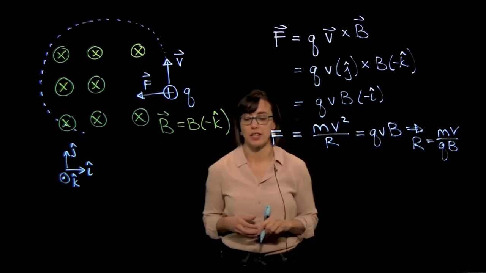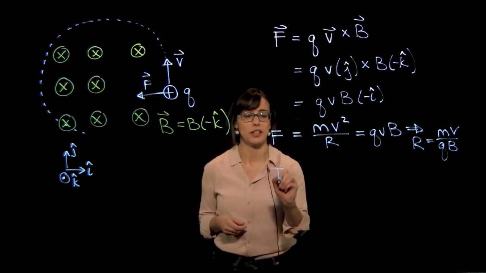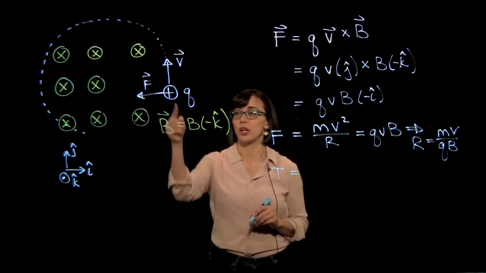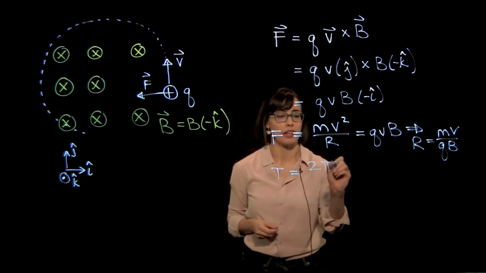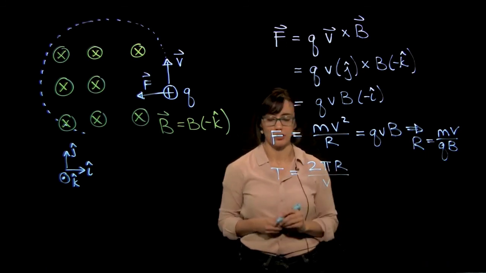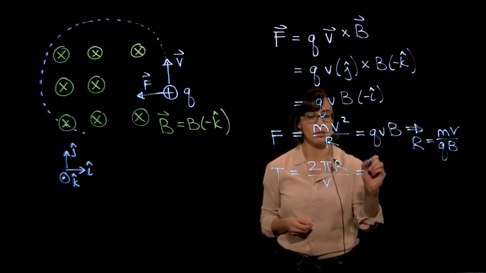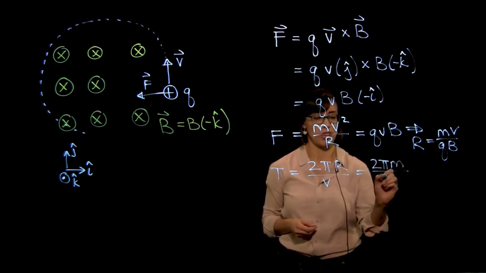The next thing we can ask then is what the period of this motion is. So we can ask what is the period of time T that it takes for this charge to move around its circle and come back to where it started. Well, that's just equal to 2 pi times the radius of the motion divided by the velocity, or if we plug back in our expression for the radius, we get that that's 2 pi times the mass divided by qB.